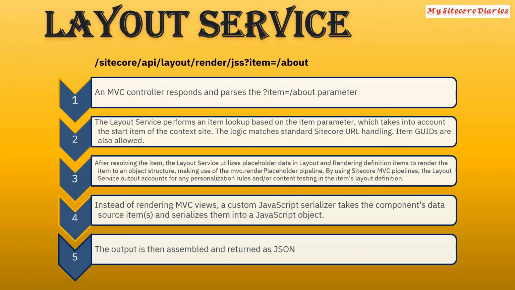In MVC, Sitecore renders the MVC view, whereas in the layout service it creates a JavaScript object. And the fifth step is that the output is assembled. The complete output is assembled in JSON format and that JSON gets written. So this is how the layout service works overall.